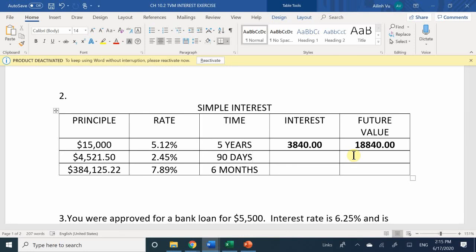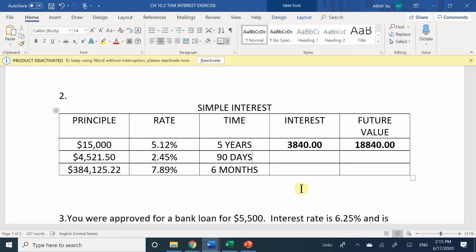3840. I don't come to 18,000. Okay, Andrea, what is the interest? How much interest did you calculate? 3,840. What is the principal? The principal is 15,000. So what is 15,000 plus 3,840? Oh, my goodness. I kept multiplying it, that's why I wasn't getting the answer. 18,840. Oh, okay, thank you, I appreciate that.